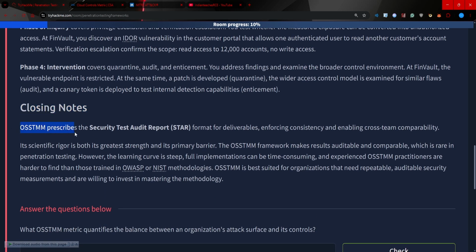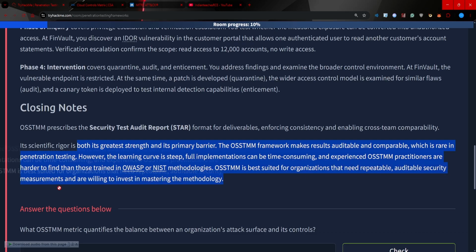Closing note. OSSTMM prescribes the Security Test Audit Report, or STAR, format for deliverables, enforcing consistency and enabling cross-team comparability. Its scientific rigor is both its greatest strength and its primary barrier. The OSSTMM framework makes results auditable and comparable, which is rare in penetration testing. However, the learning curve is steep. Full implementation can be time consuming, and experienced OSSTMM practitioners are harder to find than those trained in OWASP or NIST methodologies. OSSTMM is best suited for organizations that need repeatable, auditable security measurements and are willing to invest in mastering the methodology.